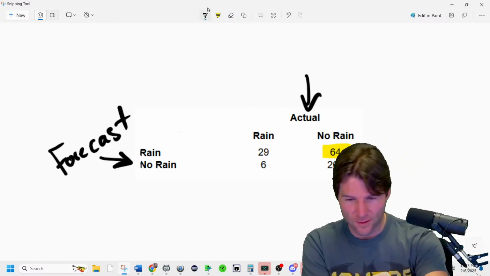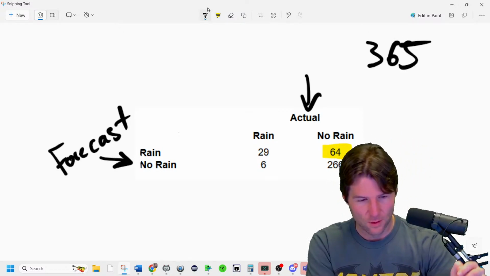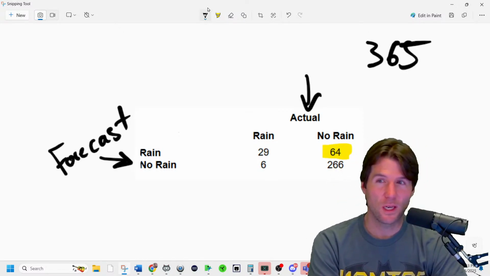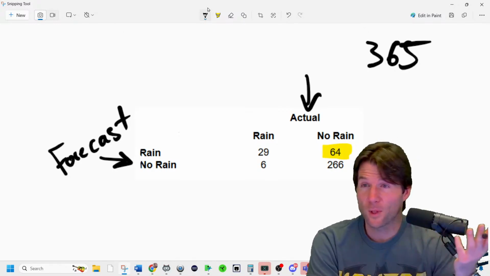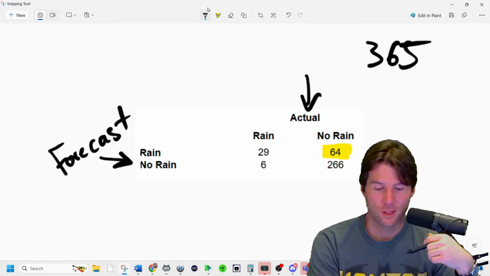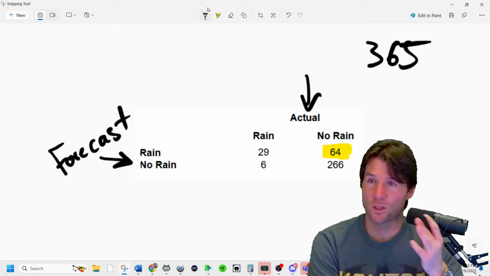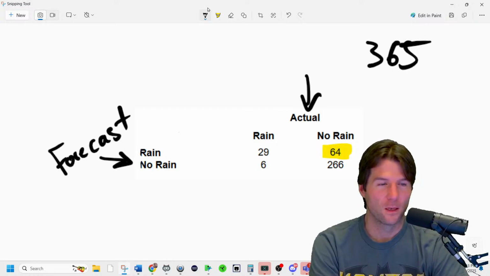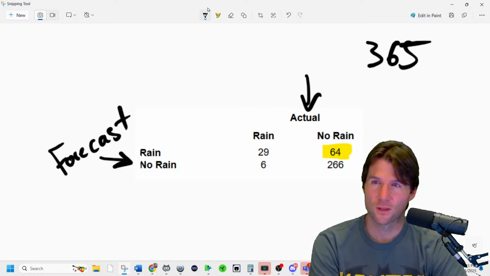There's 365 days in the year total. And this day is one of those days that happened. So what happened on that day? So there were 64 days on which this occurred during the year. What happened on one of those 64 days?